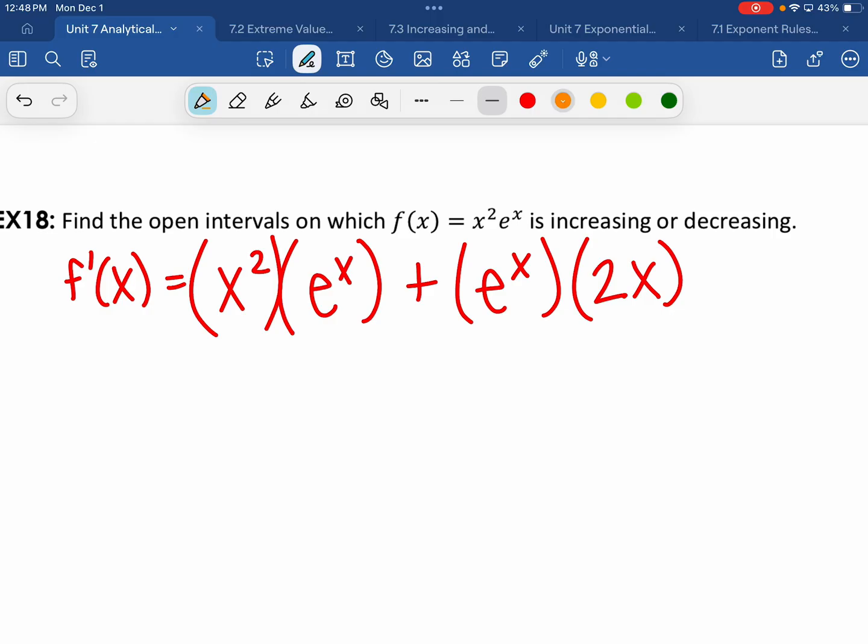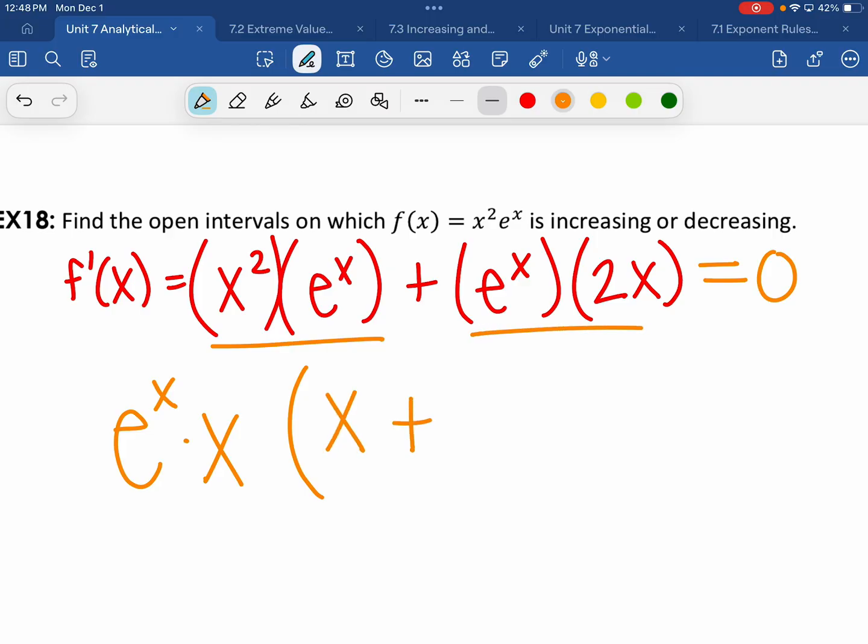All right, and what am I going to do with my derivative? Set it equal to 0. Now on this one, GCF. If it's not a trinomial factoring, think GCF. What can I take out of both terms? An e to the x and an x. Okay, so when I take an e to the x and an x out of the first term, what are you left with? x plus 2.